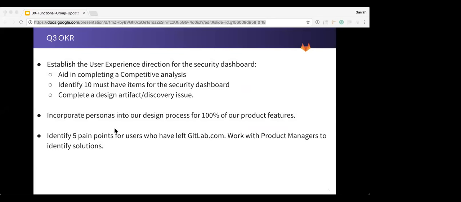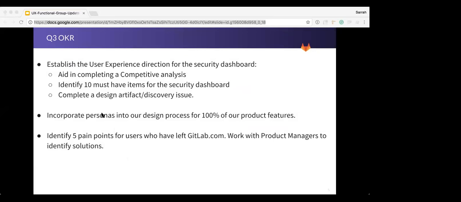So on to Q3 OKRs. We did things a little bit differently this time around. We have 3 main OKRs. One is pretty much all-encompassing, covering UX design and UX research and UX designers, excuse me. And then we also broke out some more very UX research specific.